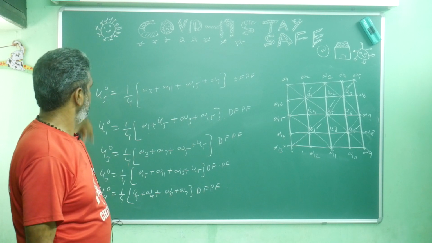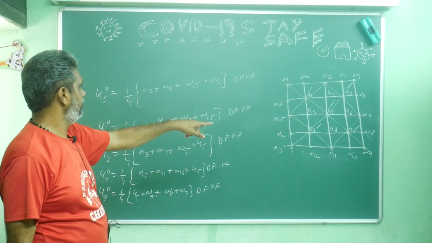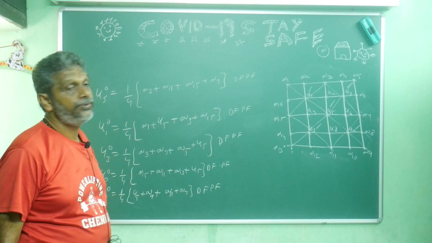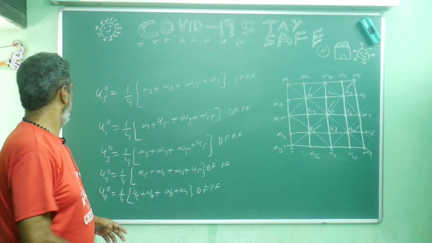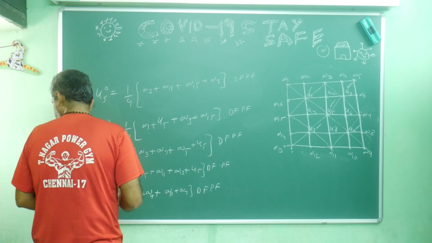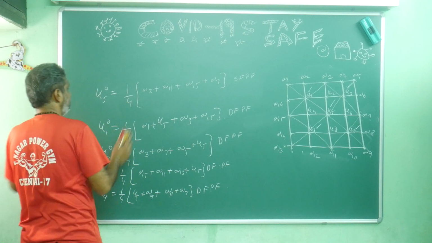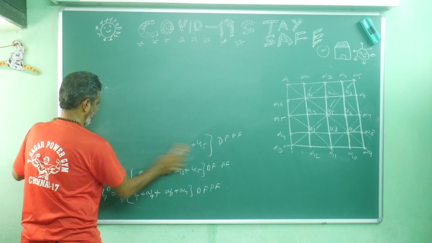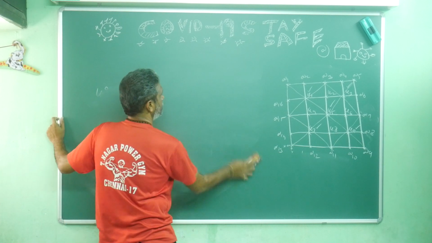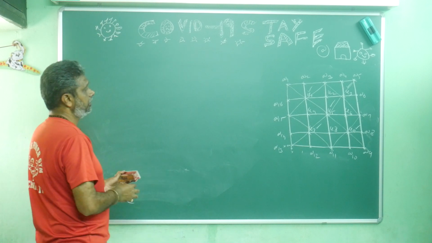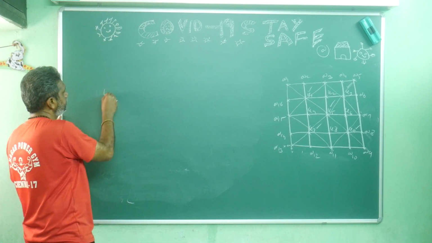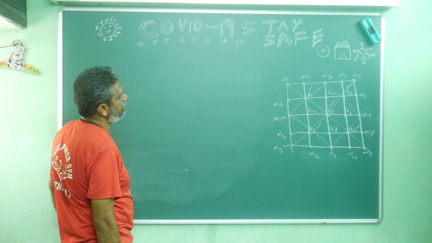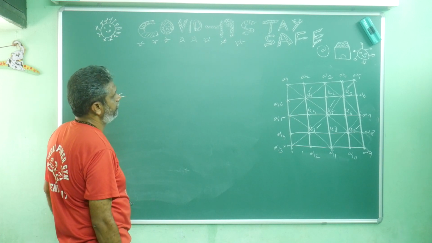Shall I rub off here? Getting or not? First you can find U5 using the standard 5-point formula, then U1, U3, U7, U9 using the diagonal 5-point formula. Once I know them, I will go for U2. U2 of 0 is equal to, how can I write? Now I use the standard 5-point formula.